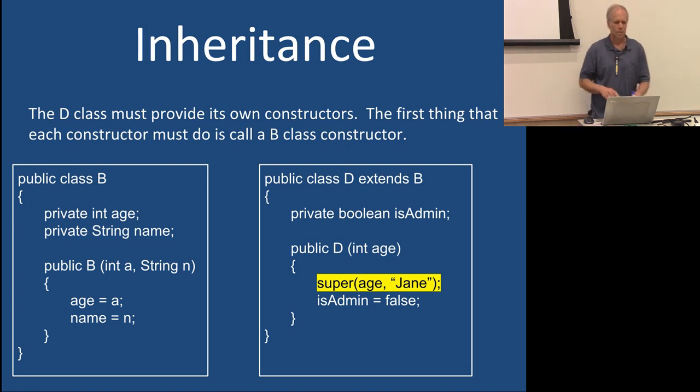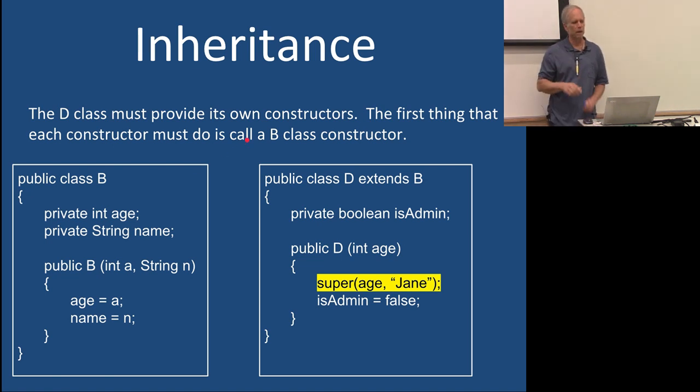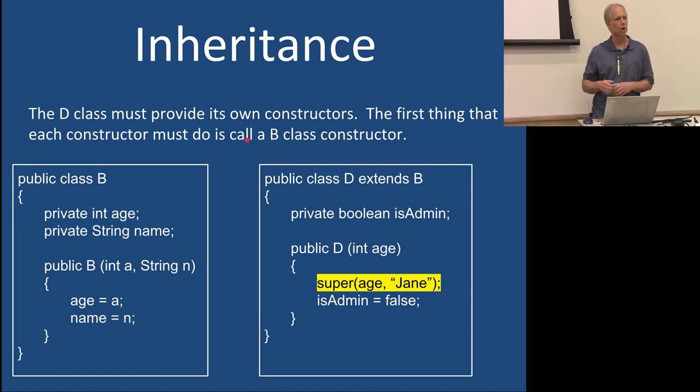Okay? Just a couple more slides, and then we'll take a break and look at code. So on the left, I have public class B, the base class. It has two instance variables and a constructor. So you don't inherit constructors. You have to provide your own. Furthermore, the first thing that every constructor has to do is call a constructor in the base class. No ifs, ands, or buts about it. You've got to call it.